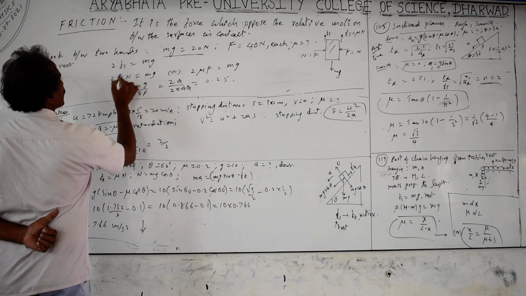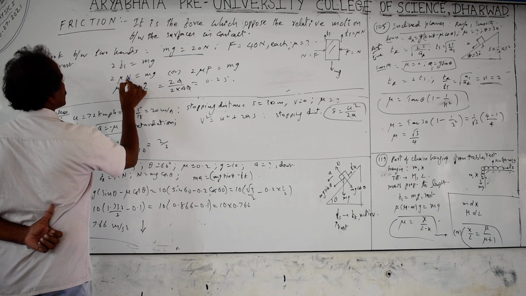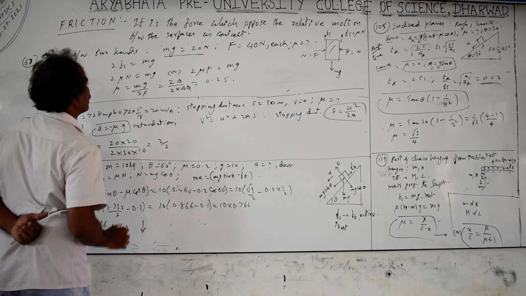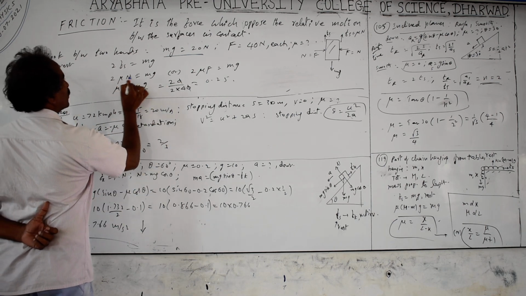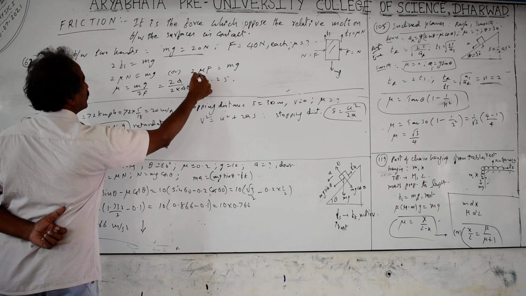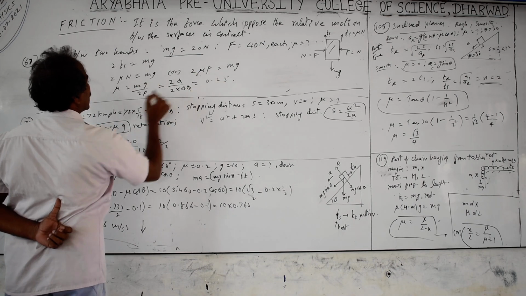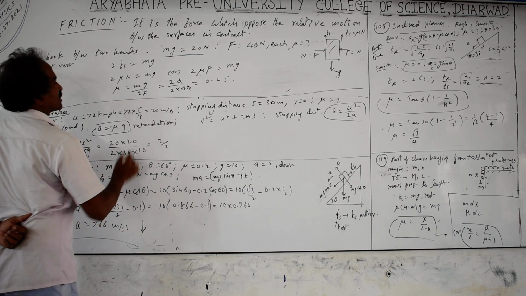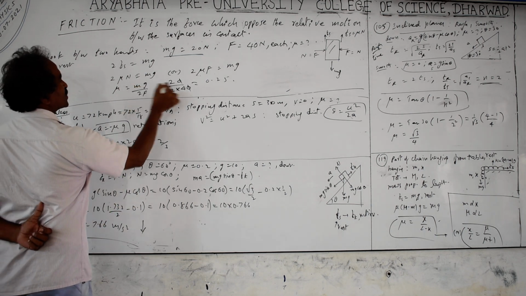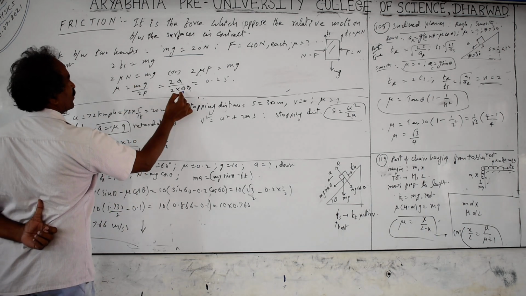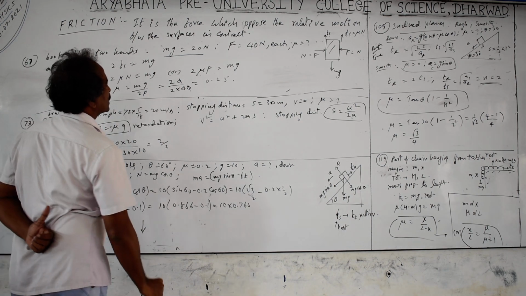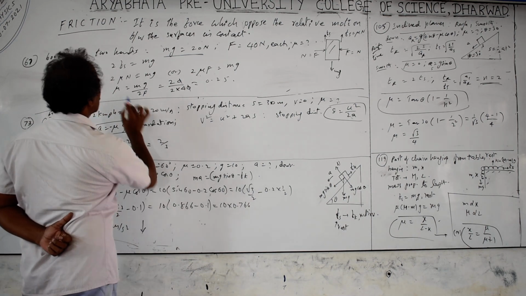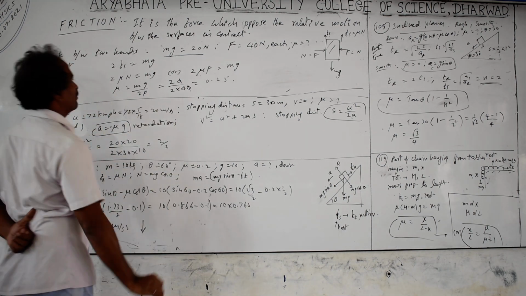Fs equals mu into normal reaction, and the normal reaction here is F. So 2 mu F equals mg, and we want mu. So mu equals mg by 2F. On substitution, mg is 20 and 2 into F is 2 into 40, which is 80 newtons, and the result is 0.25. Coefficient of friction does not have units or dimensions, it is just a number.